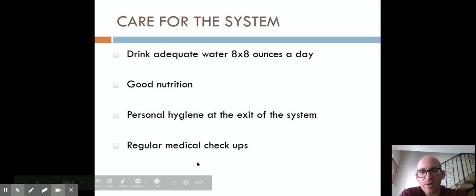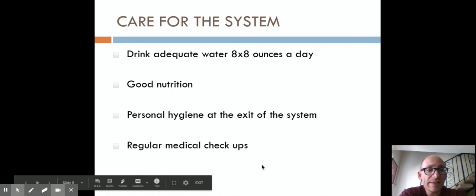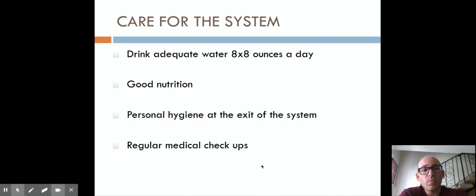Really important, the next one is personal hygiene and the exit of the system. You want to be cleaning the exit because where urine comes out is also where bacteria and viruses can go in. We want to avoid things like a urinary tract infection, where you get a pathogen going into the urinary tract, the urethra, and causes inflammation, infection, which can be painful and not good for you.